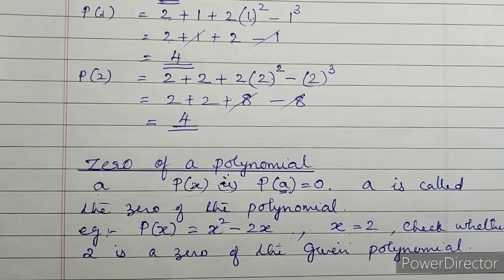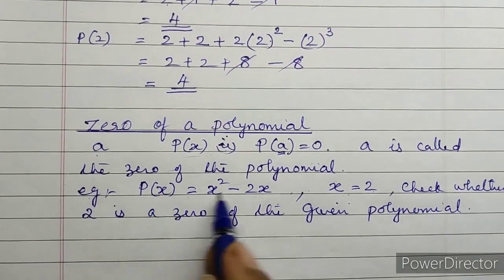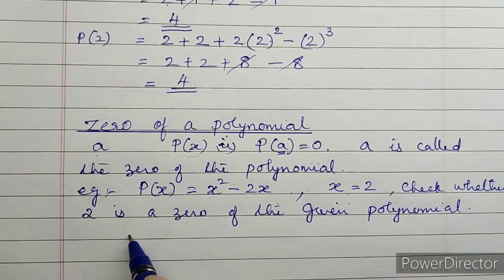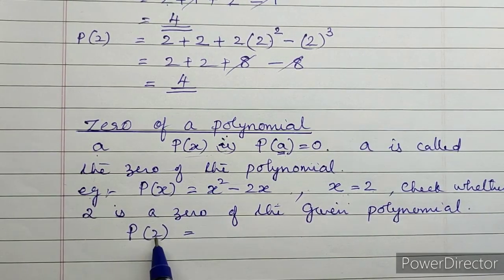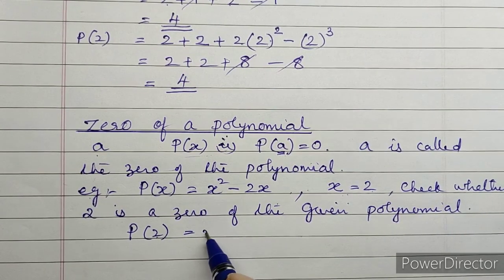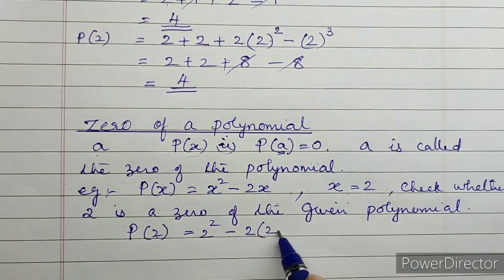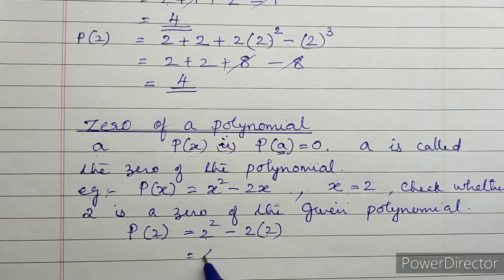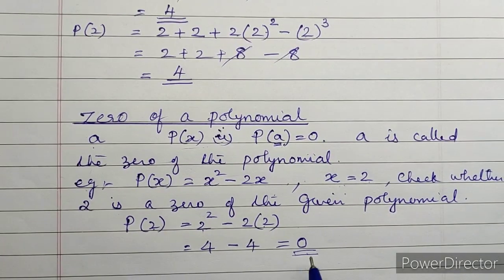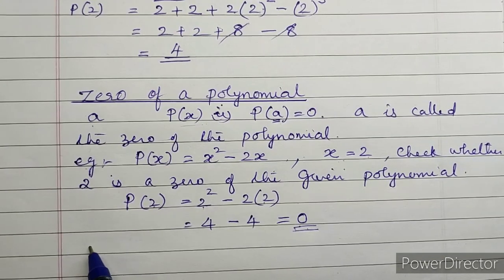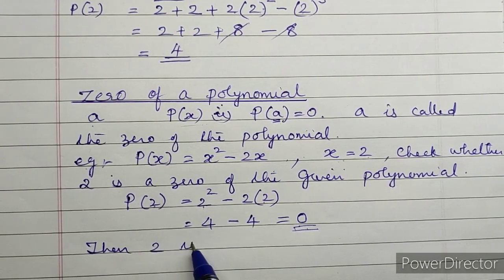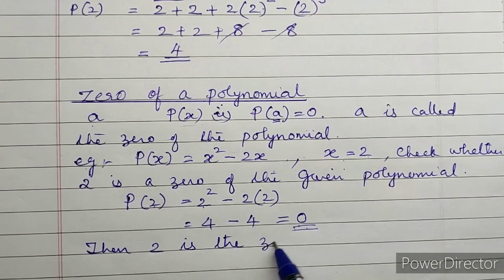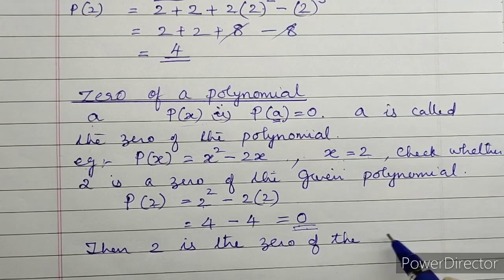So what you have to do? You have to find p of 2. So p of x is equal to x square minus 2x. For p of 2, instead of x, you have to substitute 2. So 2 square minus 2 into 2. x is 2, so here 2 square. So 4 minus 4, that is equal to 0. See, you got the value of the polynomial as 0. So if the value is 0, then 2 is the 0 of the given polynomial.